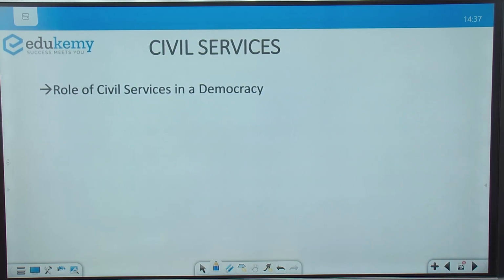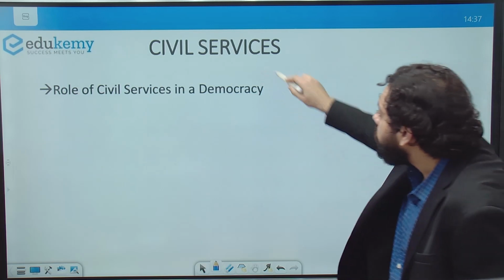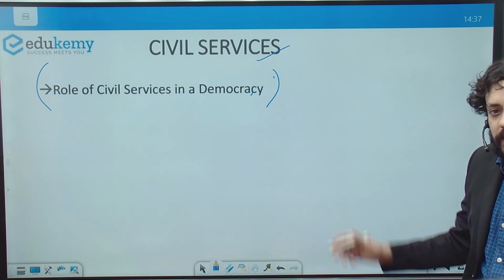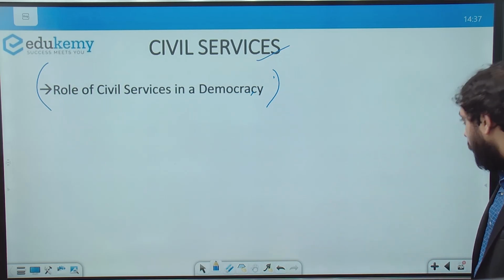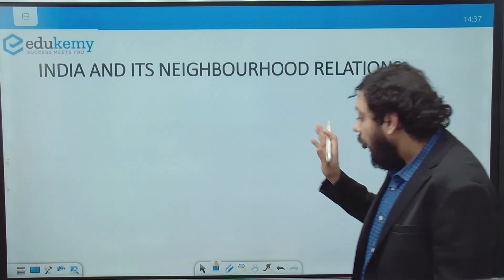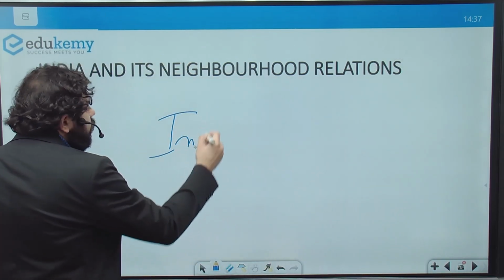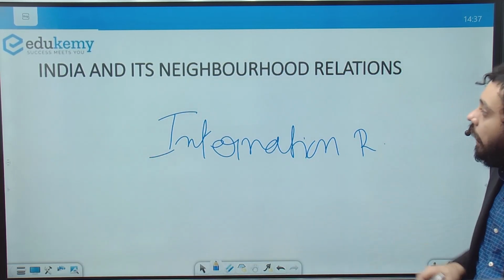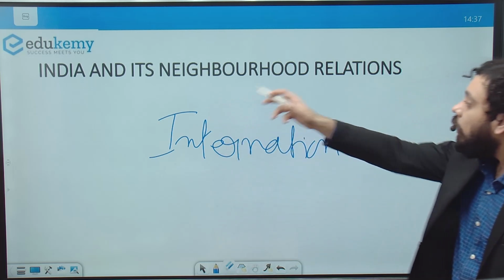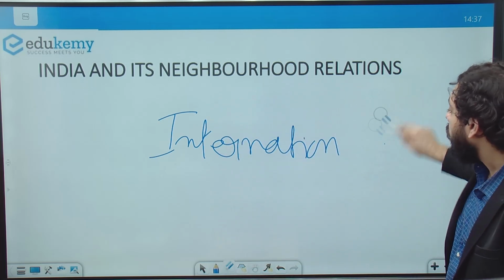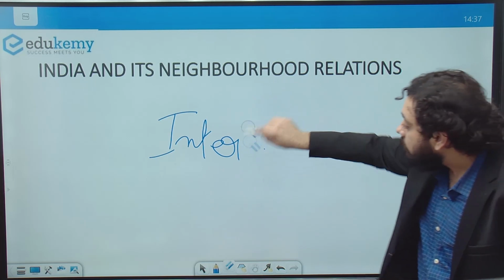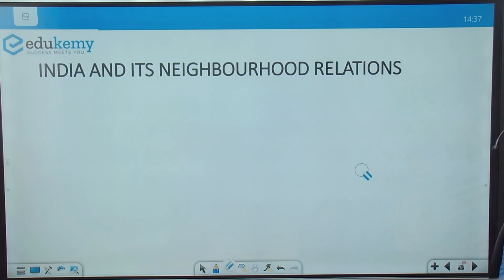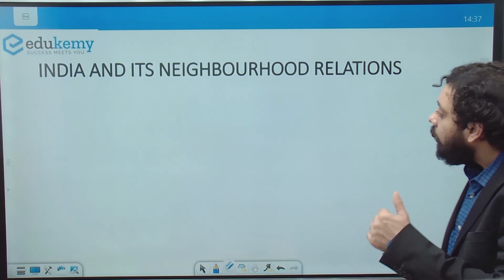After that, another element in governance itself is the role of civil society in a democracy. It is a very simple and not very frequently asked part of the examination, but there is some literature that one must cover in it. After that, we come to the last part of our syllabus of the GS2 paper, which is international relations. And the first part within international relations is India and its neighborhood relations. So this is basically the foreign policy that India has towards its neighbors, for instance, Pakistan, China, Nepal, Sri Lanka, etc.